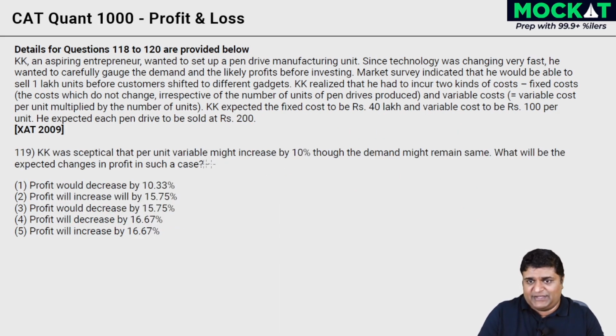The same case, the next question over here. KK was skeptical that per unit variable cost might increase by 10%, though the demand might remain the same. What will be the expected change in profit in such a case? The per unit variable cost increases by 10%, whereas demand is going to remain the same. Now, what do we know about the demand? It's a total of 1 lakh units over here. Now, what is the change to the profit? You have a scenario 1 and then you have a scenario 2.